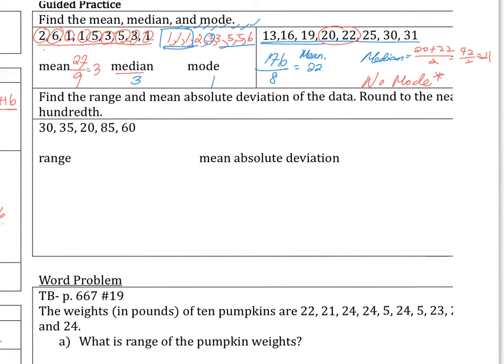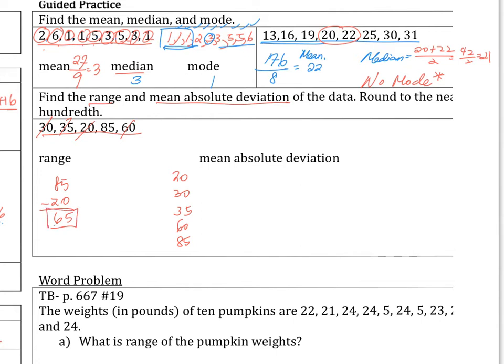Okay, and let's practice finding the range and the mean absolute value deviation of the data, and then round to the nearest hundredths if necessary. So here we have 5 numbers. I'm going to rearrange these in order, and that would be 20 followed by 30. And cross these out so it doesn't interfere with me. 35, 60, and 85. So the range, we'll have to take 85 and subtract 20. And that would be 65.